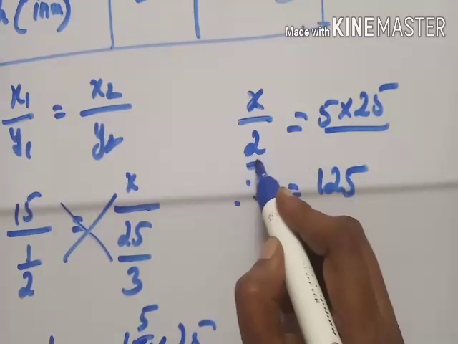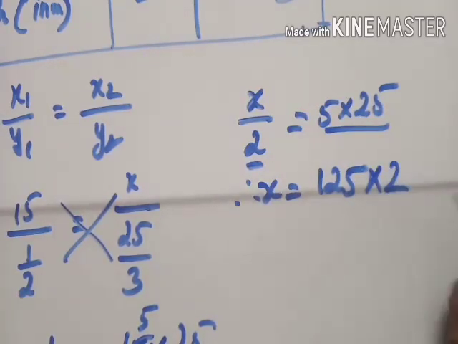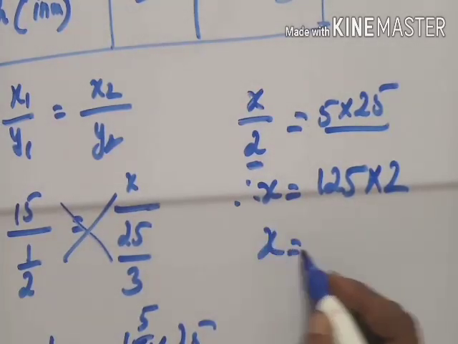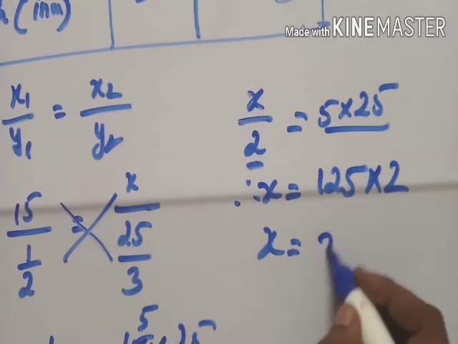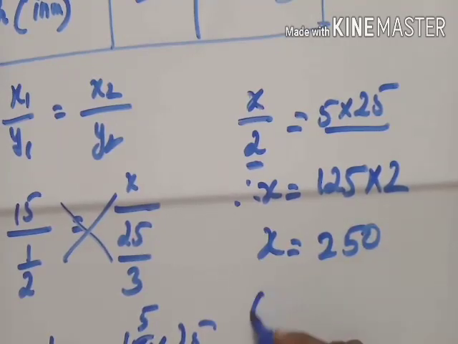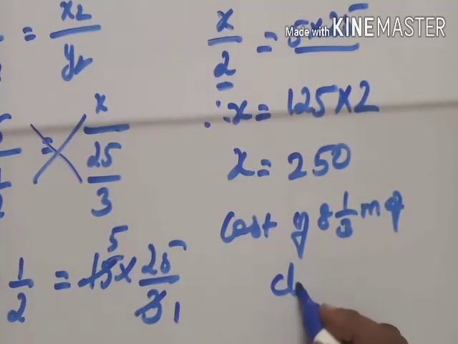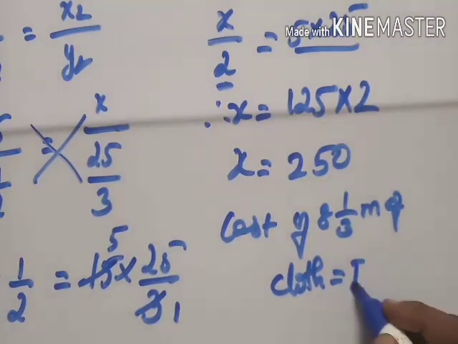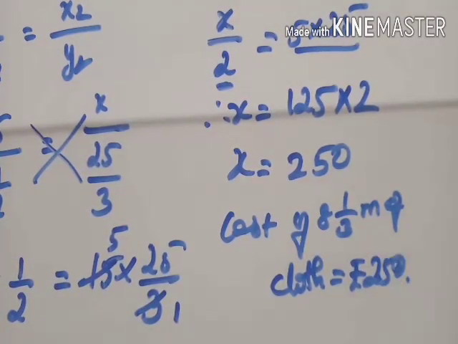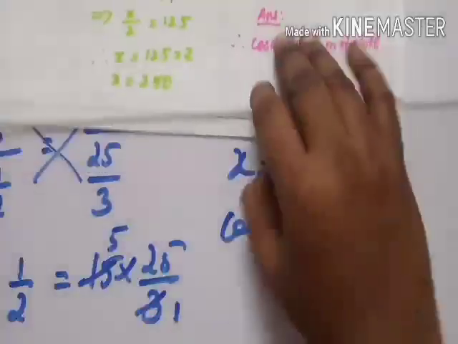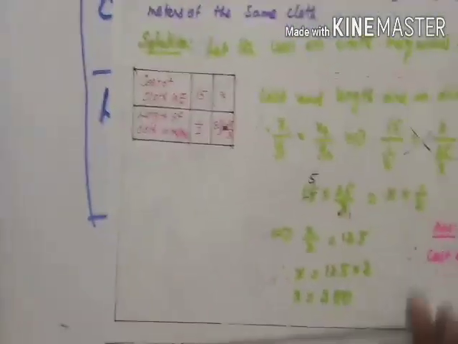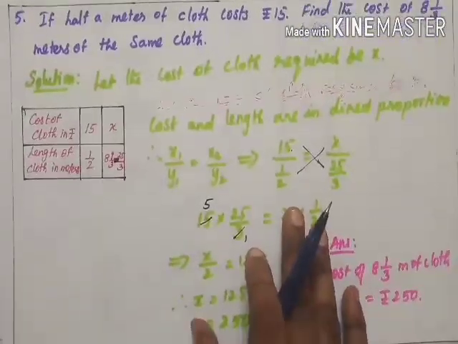This denominator 2 will go to that side. Now what will happen? Multiply by 2. So the value of x is equal to 250. That is the cost of 8 1 by 3 meter of cloth. 8 1 by 3 meter of cloth is equal to rupees 250. Yes, children? Got it? Am I clear? So listen, I'll explain one more time with the question.